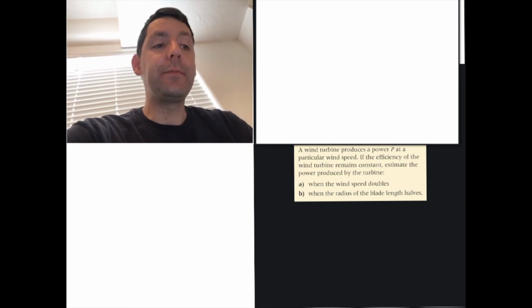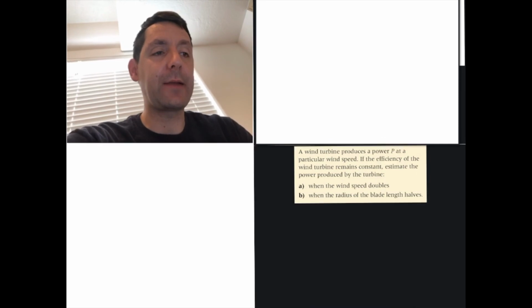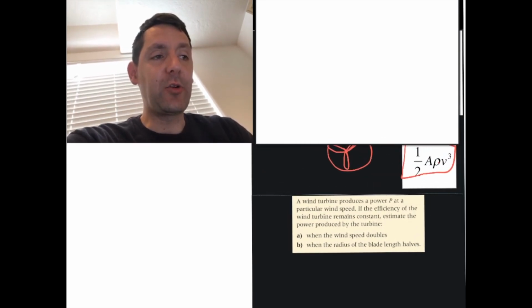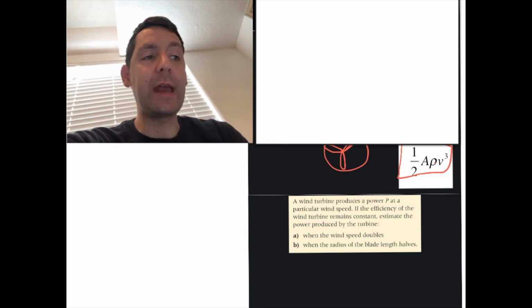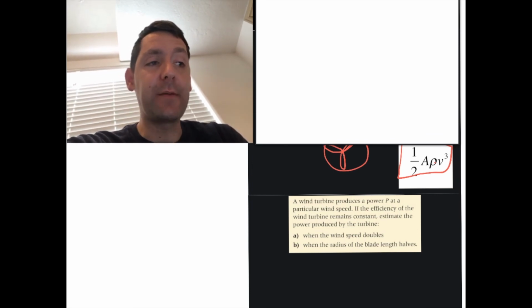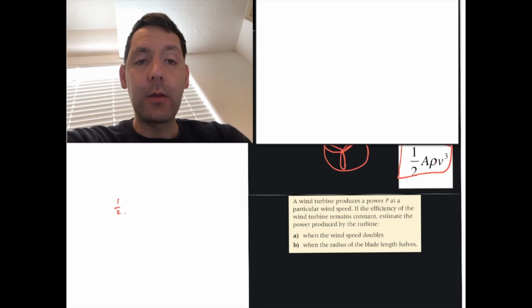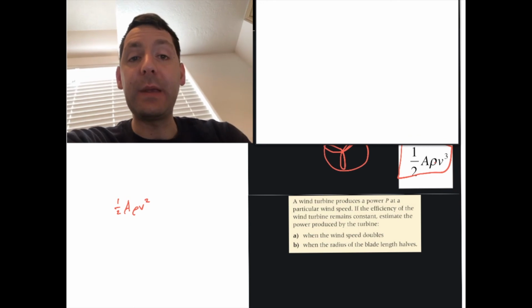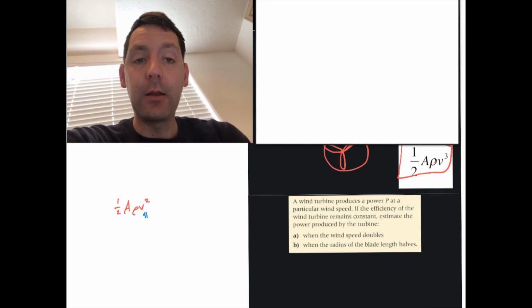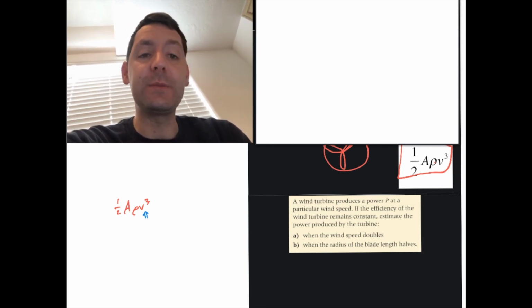All right. So if the speed doubles is the first question. So we're going to look back. I'm actually going to get our equation right there so that we can use that. So the original equation was 1/2 A rho v squared. Okay, so if we start with that, what would happen if the wind speed right here, sorry, that should not be a square, that should be a cubed. What would happen if the wind speed doubles?